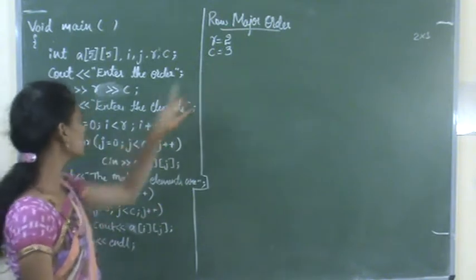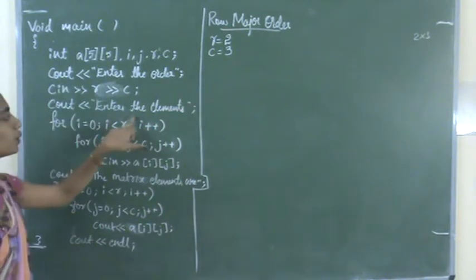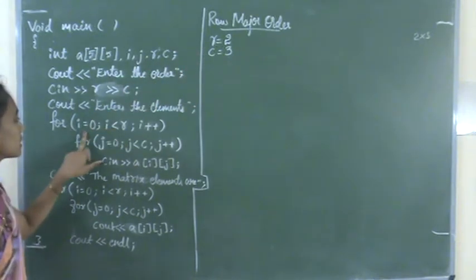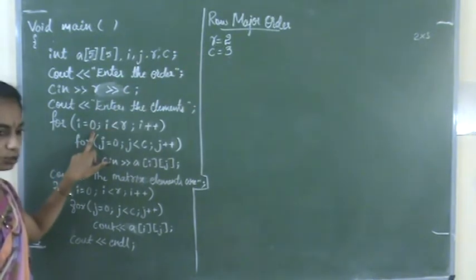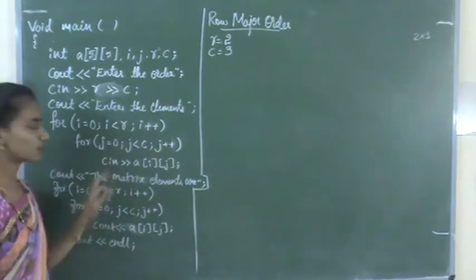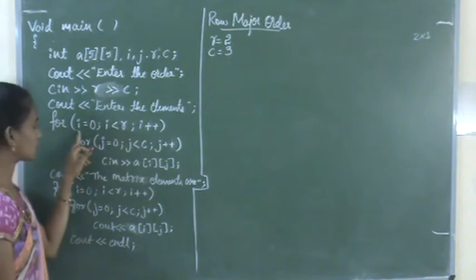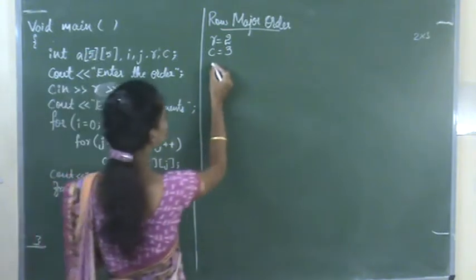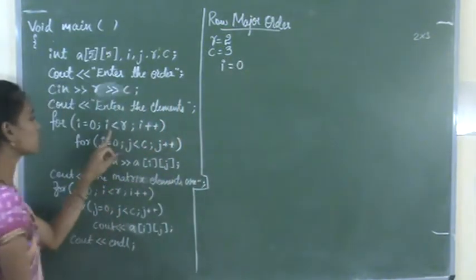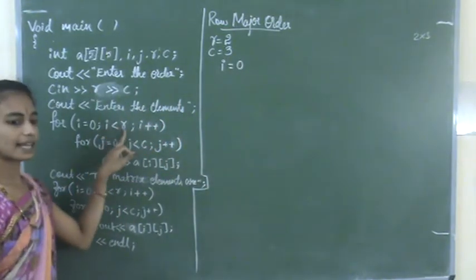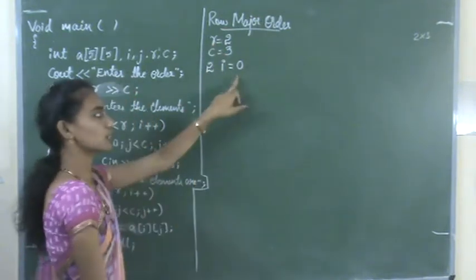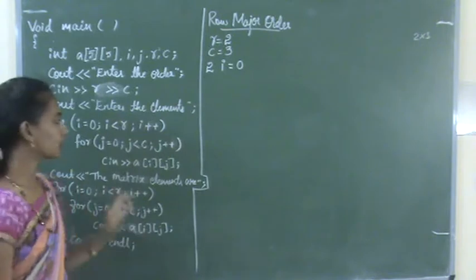Now I need to enter the elements into that matrix, right? So first, for I is equal to 0. Why are we declaring it as 0? Always the array starts with index 0. That's why I declared I equals 0. Now check the condition: I less than R, what is R value? That is 2, right? So 0 less than 2, it will be true.